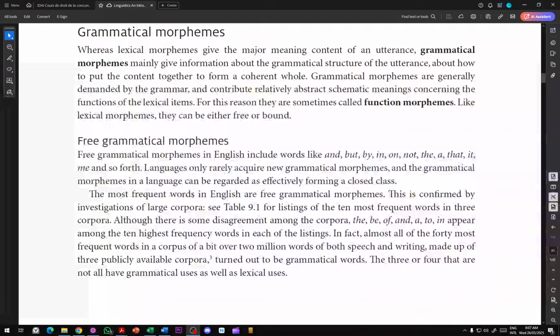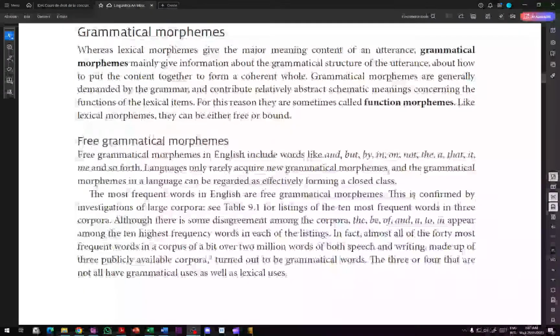The most frequent words in English are free grammatical morphemes. This is confirmed by investigations of large corpora. See Table 9.1 for listings of the 10 most frequent words in free corpora. Although there is some disagreement among the corpora, the, be, of, and, a, to, and in appear among the 10 highest frequency words in each of the listings.